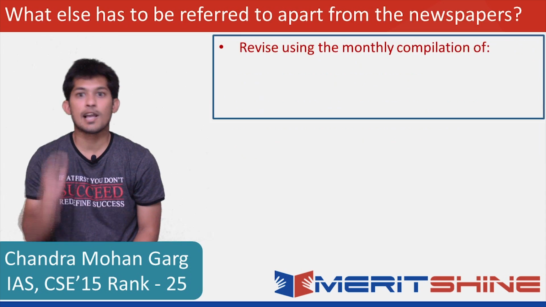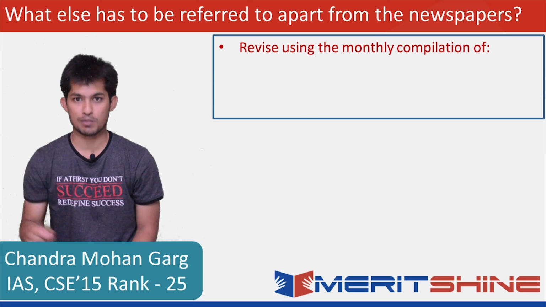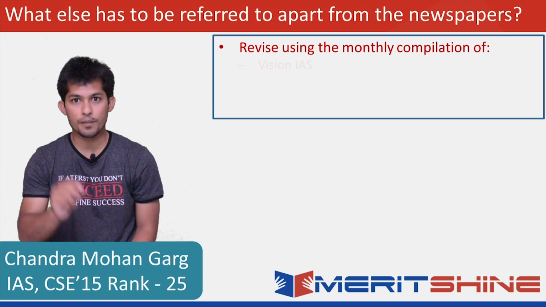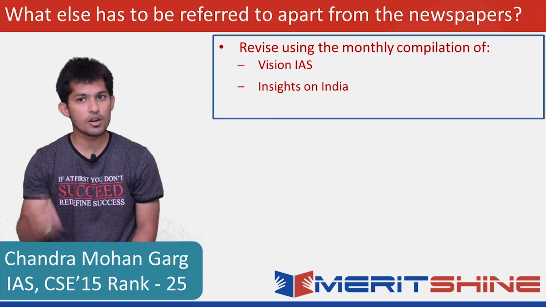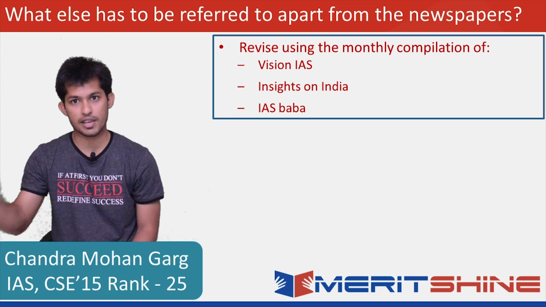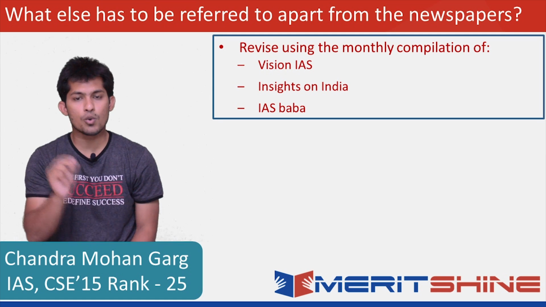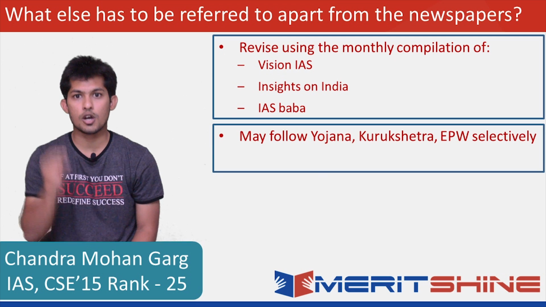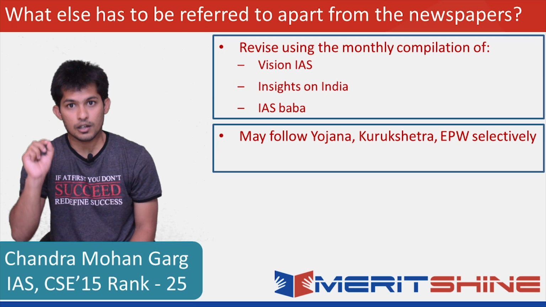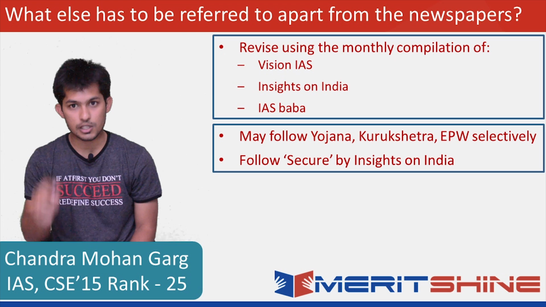Now, let me discuss the last question. That is, what else has to be referred apart from newspapers? Firstly, I would say try to refer to a monthly compilation of either Vision IAS, Insights on India or IAS Baba in order to revise whatever you might have missed out, or try to find some summarized information on important articles. Next is, a lot of people want to refer Kurukshetra, Yojana, EPW. It is your choice. Either you can refer to them selectively topic wise, or you can replace it by referring to Insights on India's Secure Initiative.